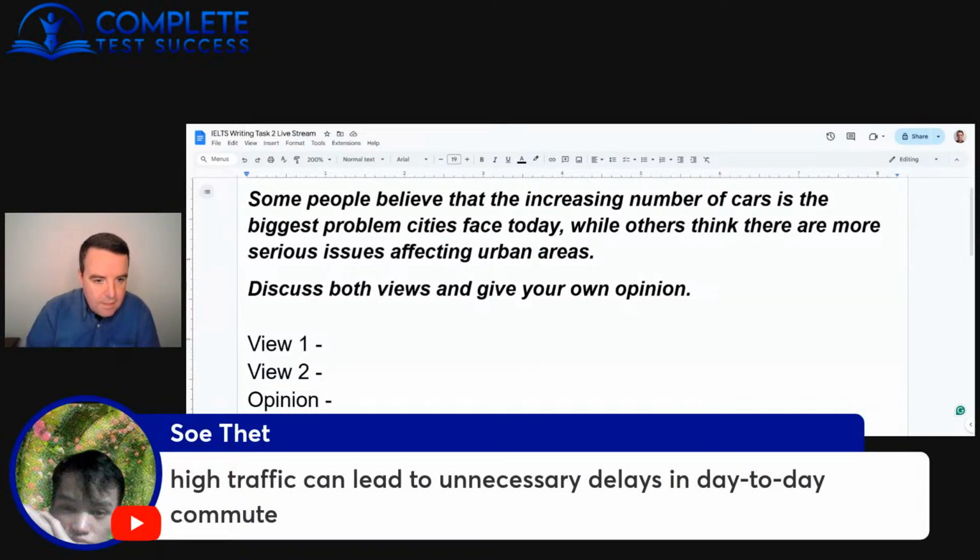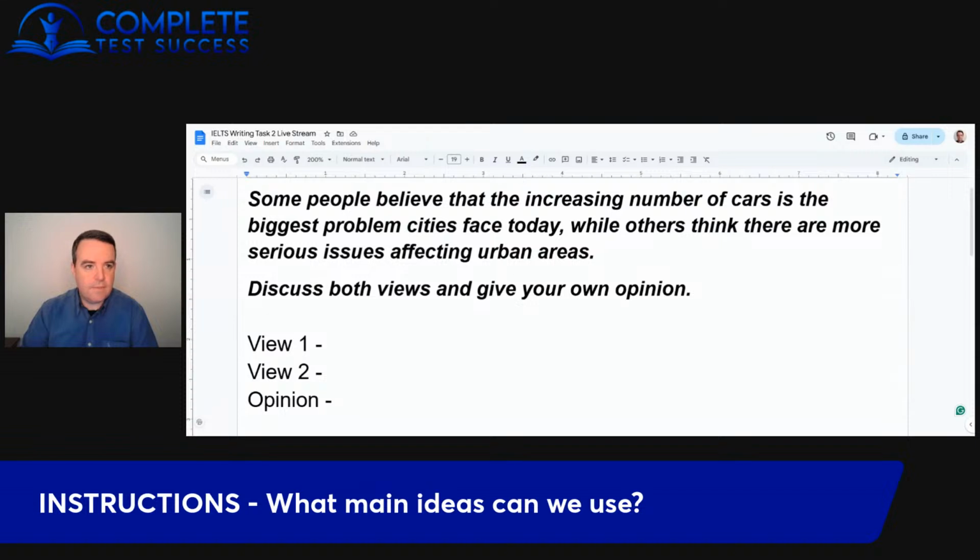Okay. So high traffic can lead to unnecessary delays in the day-to-day commute. Okay, so that would be our first idea. It's the biggest problem because it results in unnecessary delays. Okay. So let's add that.